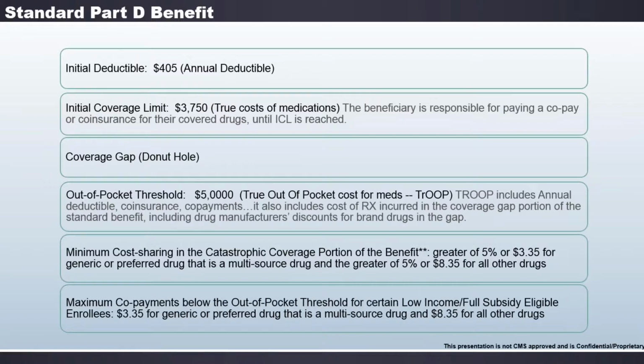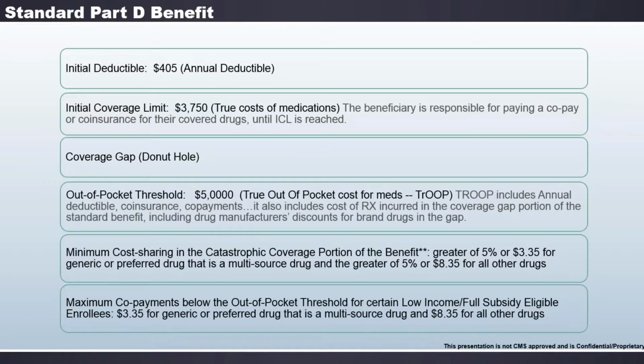Right now it's $3,750 for this year. It does change each year. So the beneficiary is responsible for paying the co-pays, the co-insurance, as well as their annual deductible. And then they have that coverage gap, that donut hole, which we'll discuss in just a few moments. And then they have their true out-of-pocket costs, and it's called TROOP. Definitely make note of that, because you'll see that acronym pop up a couple different times if you start working with the Part D. And that includes their annual deductible, their co-insurance, their co-payments.